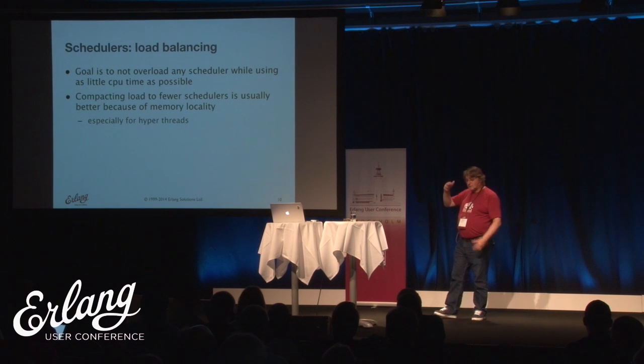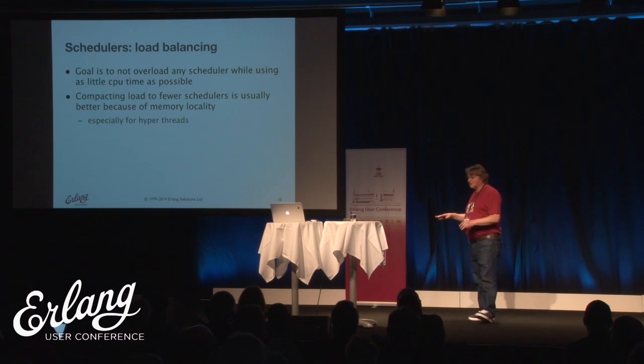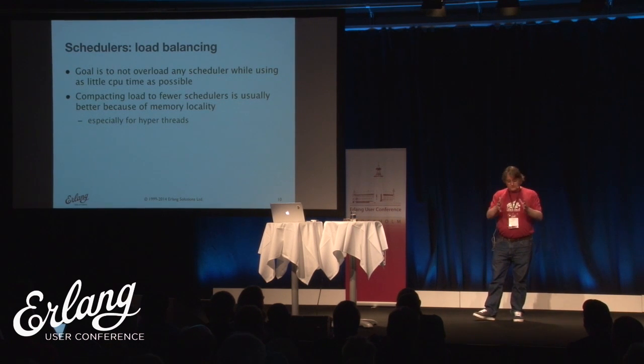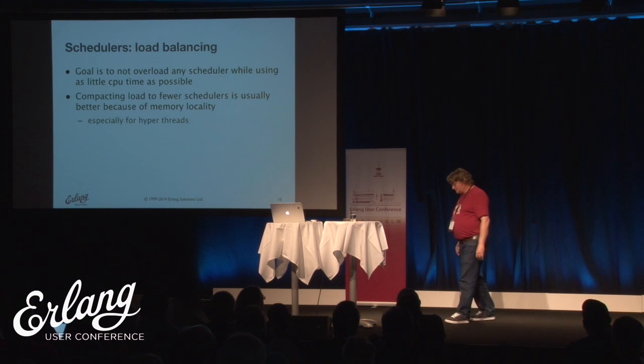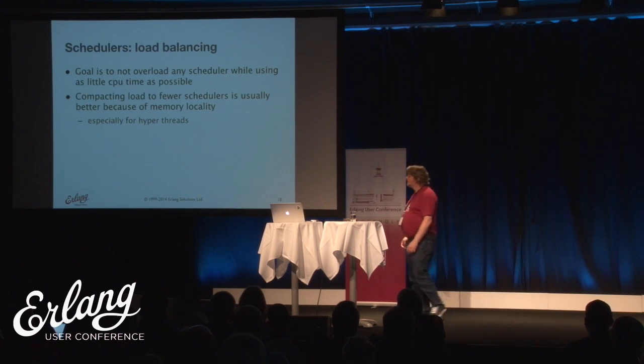And especially hyper-threading here as well. So we've got two opposite things here in the system. I want to spread things out as much as possible to get an even load on the system, to make sure nothing overloads. I want to compact things as much as possible to get better performance out of it. So we've got these two goals conflicting with each other. Right. So how does it do it?